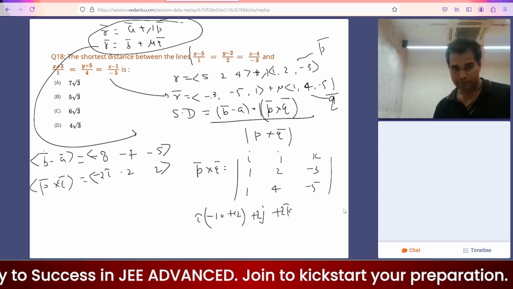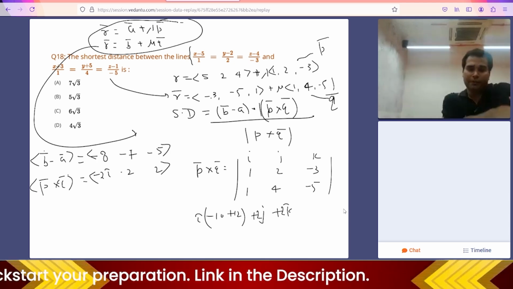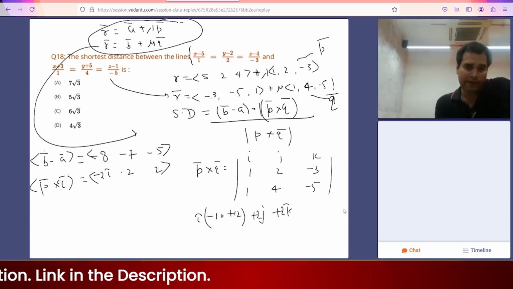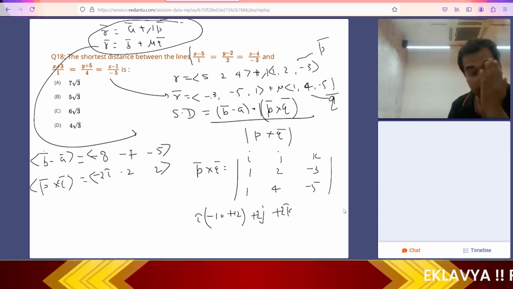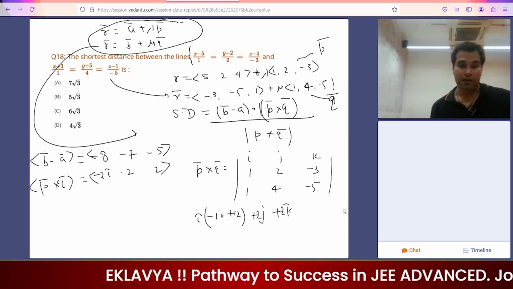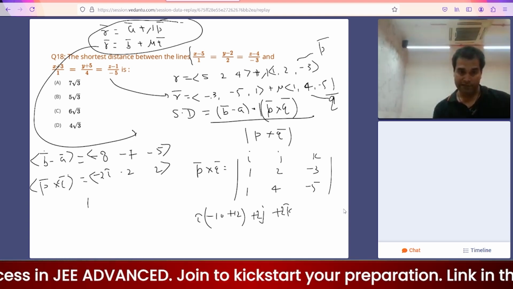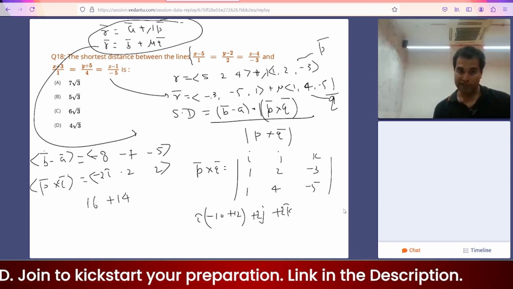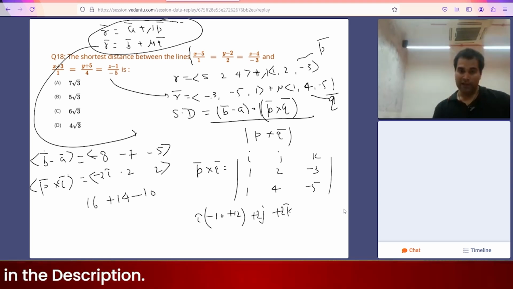This form we have written in this format. To save time, the i, j, k format cannot be written in the position vector form. Now b minus a dot, here 8 into minus 2 is 16, here 4, 7 into 2 is 14, and minus 10.